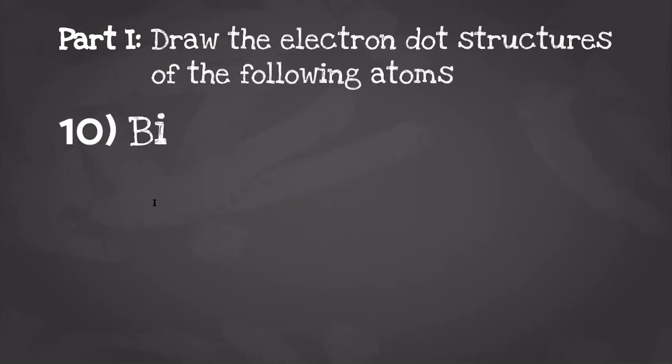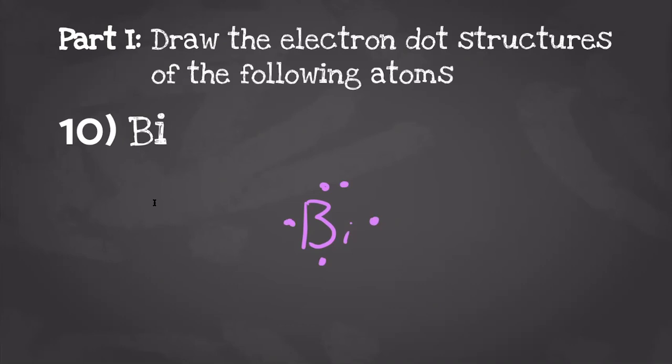Lastly, we have bismuth. Bismuth is in the 6th period and in group 15. So it's going to have 5 valence electrons in total. I'm going to draw the chemical symbol for bismuth, Bi, and then add my 5 valence electrons. 1, 2, 3, 4, 5.